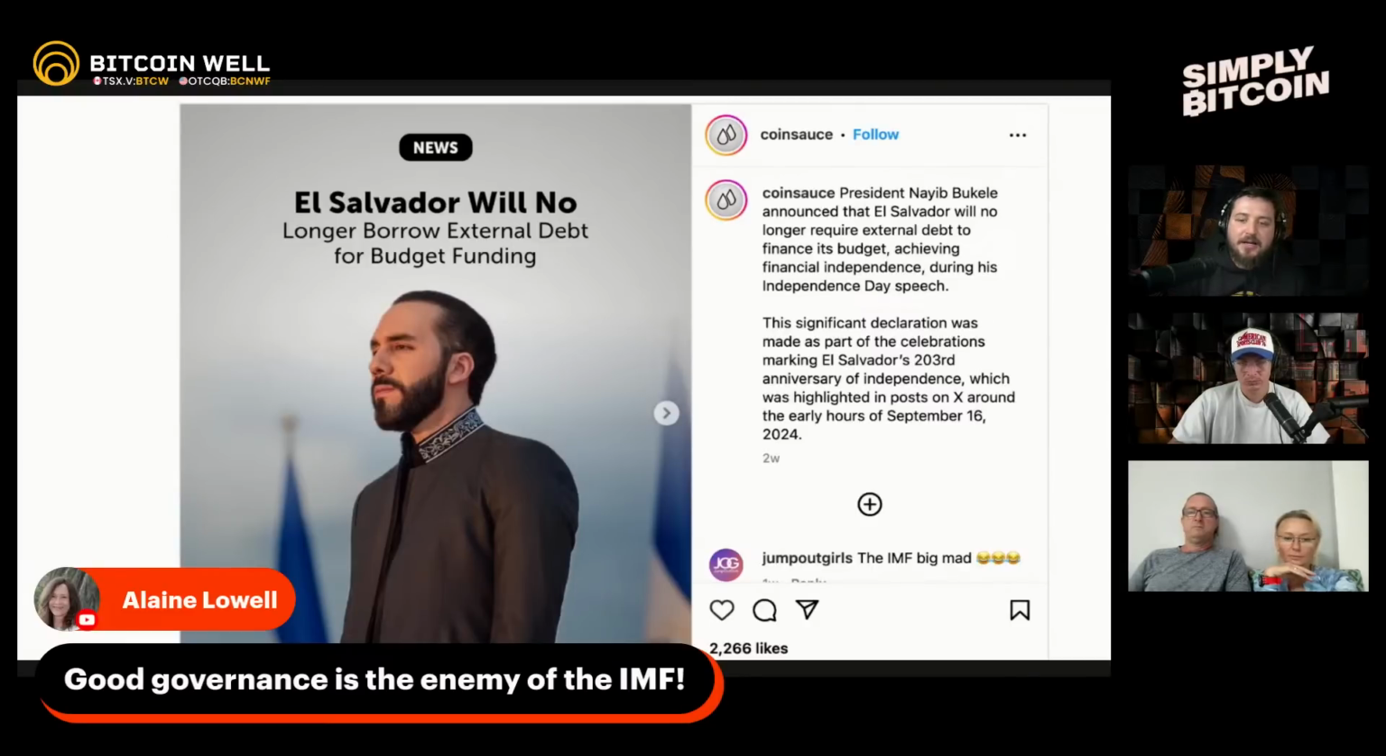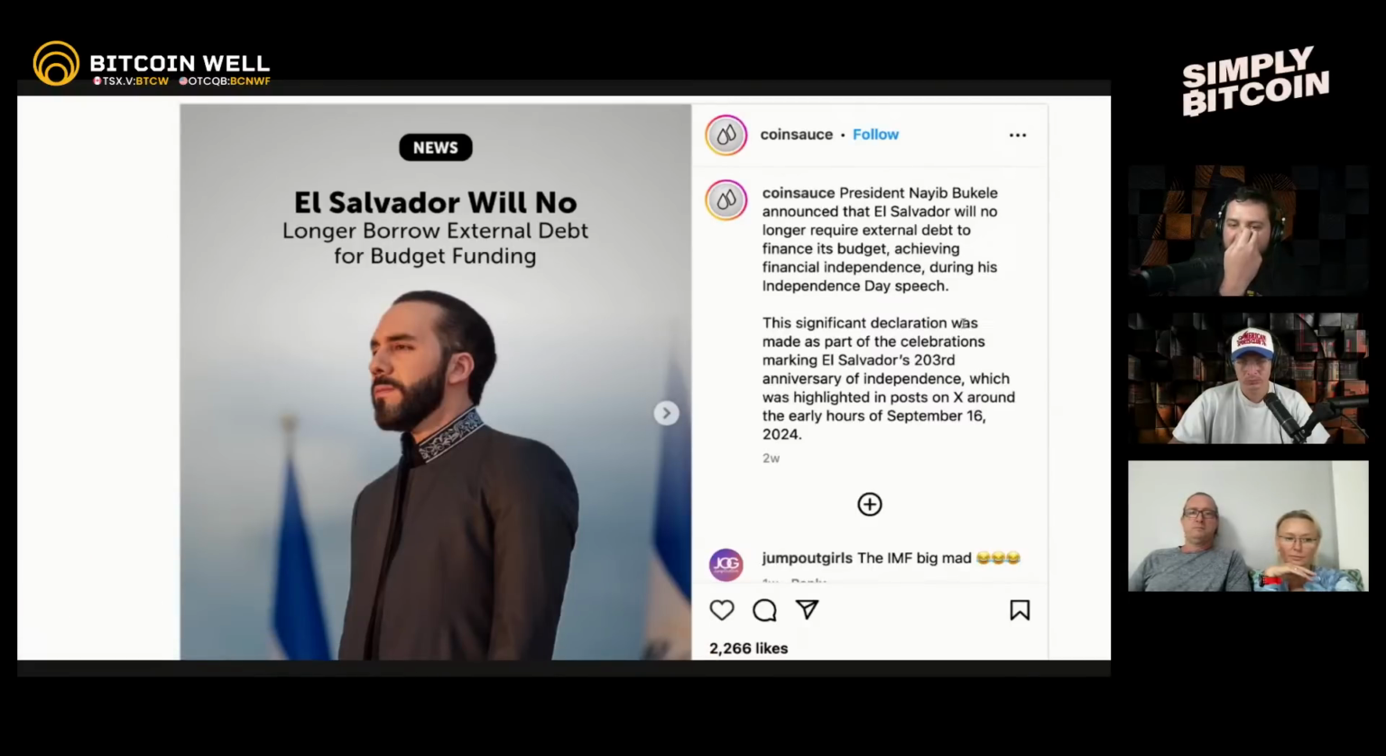And Nayib Bukele knows this, which is why he gave a big speech in regards to El Salvador reaching total financial independence. So check this out. El Salvador will no longer borrow external debt for budget funding. President Nayib Bukele announced that El Salvador will no longer require external debt to finance its budget, achieving financial independence during his Independence Day speech.